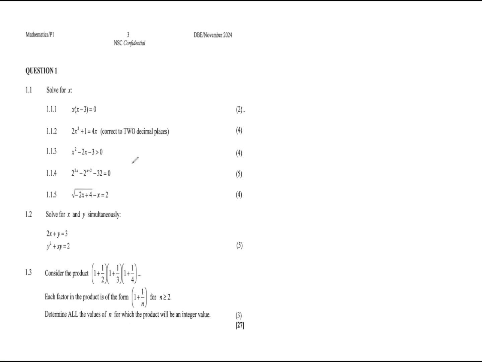Then 1.2 says solve for x and y simultaneously. Okay, so 1.2. Now we know the rule with simultaneous equations is that if you are given 2 equations like that, you always have to look for the simplest equation.